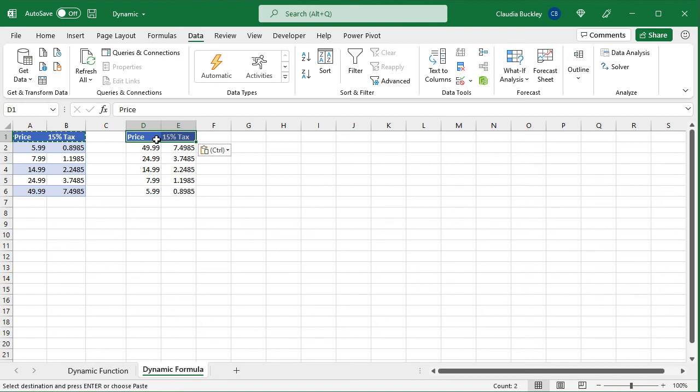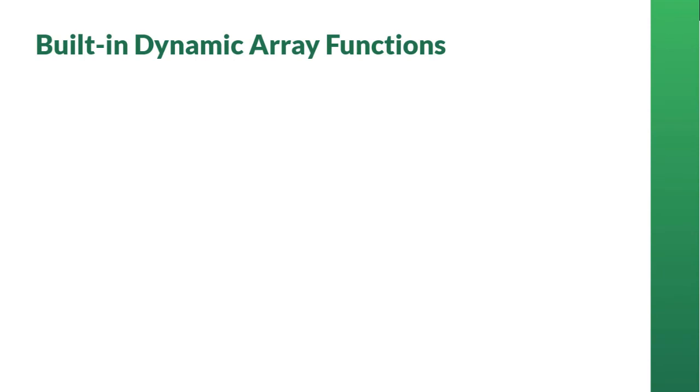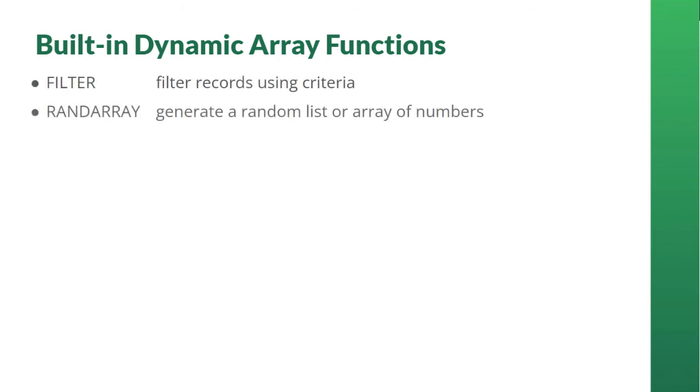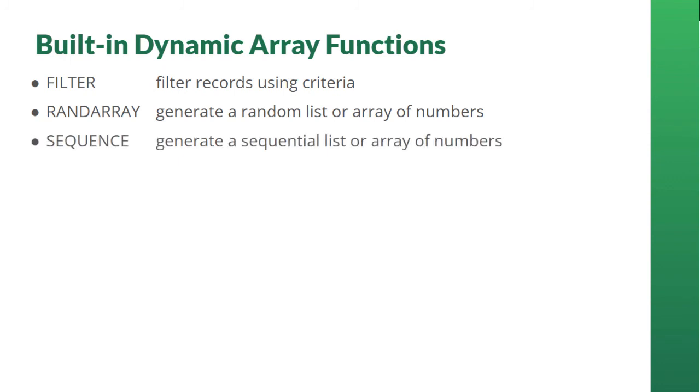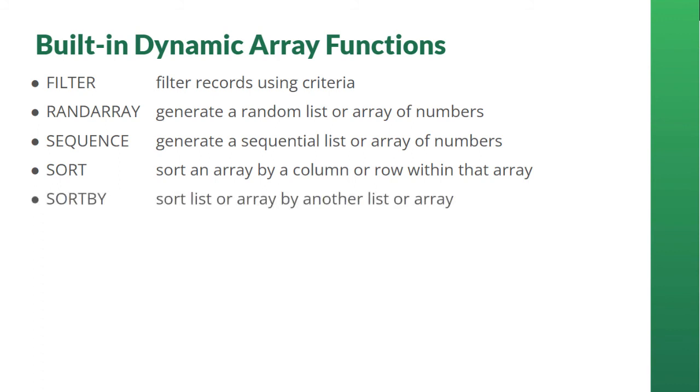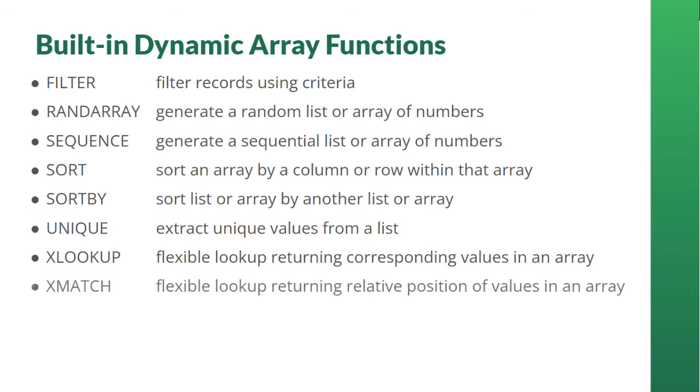So these are just a few of the more common error messages that you'll see with dynamic arrays. And there are 8 new dynamic array functions that come with dynamic array characteristics built in, meaning these functions are built to return dynamic ranges. Here are the names of the functions: FILTER, RANDARRAY, SEQUENCE, SORT, SORTBY, UNIQUE, XLOOKUP, and XMATCH. You can look out for our videos explaining how to use these functions.